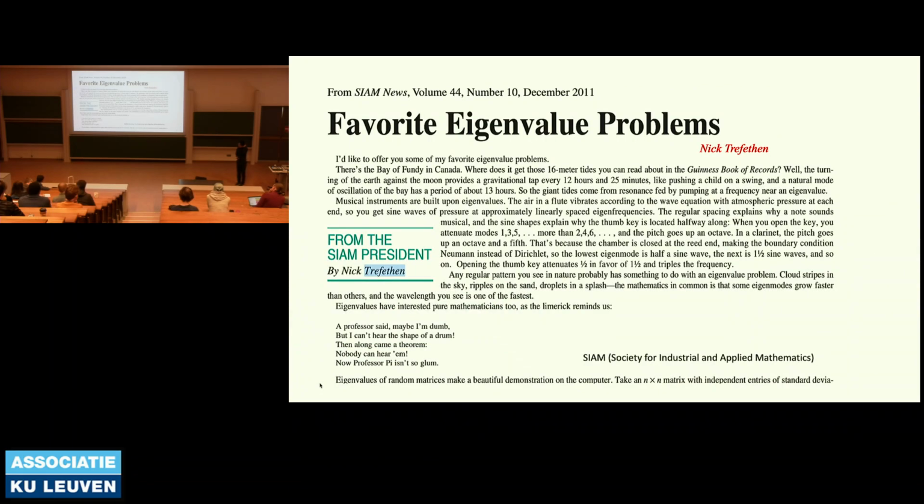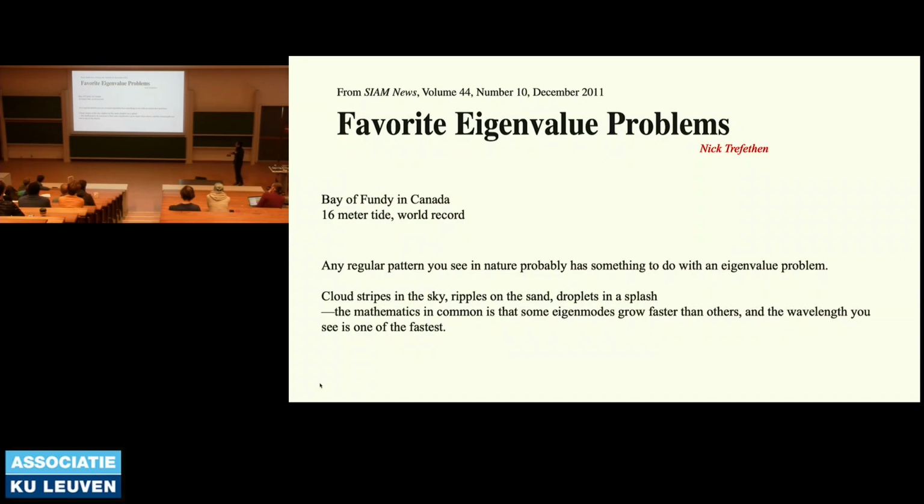Okay, now I have talked about all these different mathematical techniques. Now I'm going to talk about some other things. This is one of the famous articles written by Nick Trefethen. You may have heard about him because he has a very famous book on spectral methods. He has some favorite eigenvalue problems. For example, maybe the first one is the Bay of Fundy in Canada, which gives you a 16-meter tide.